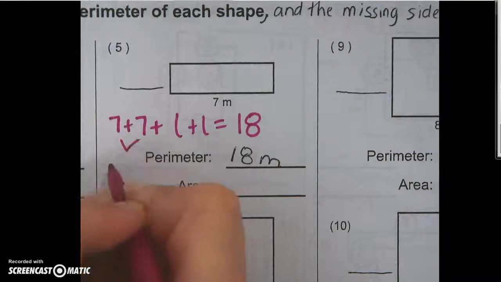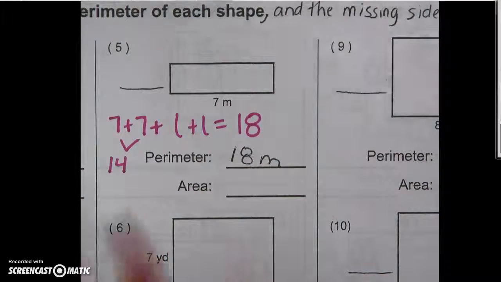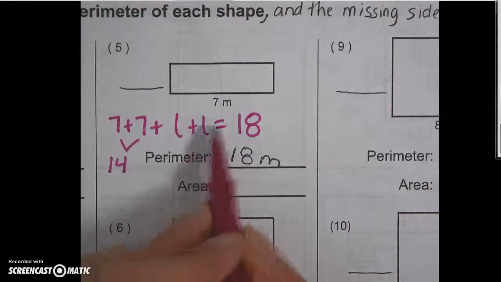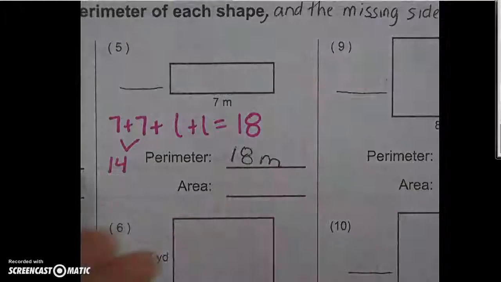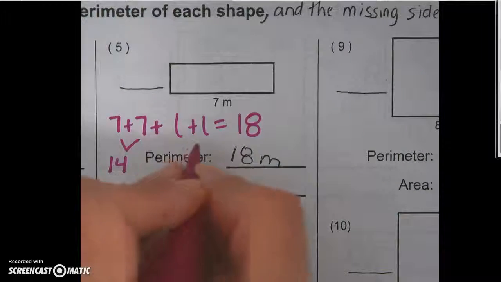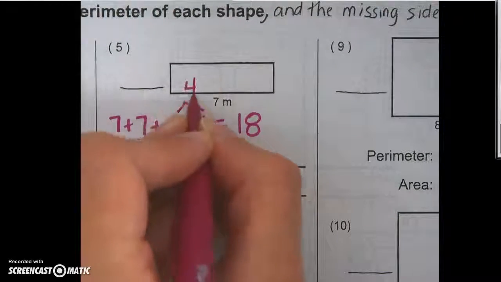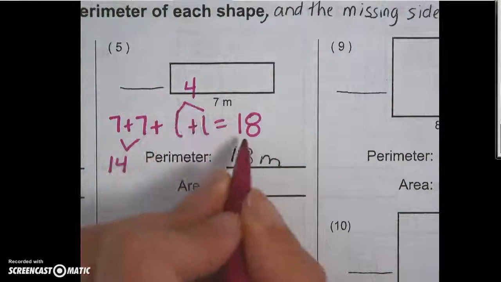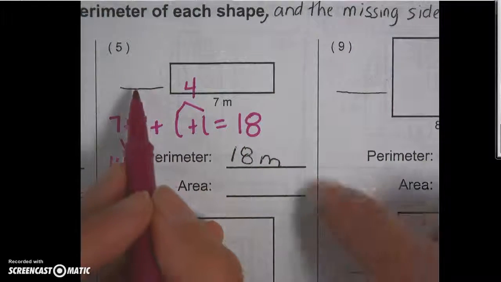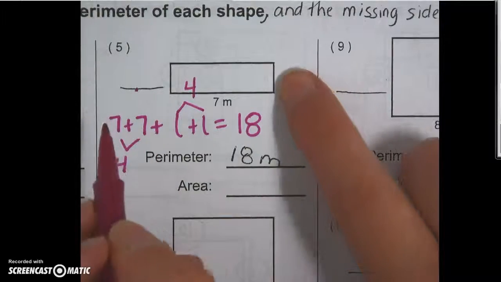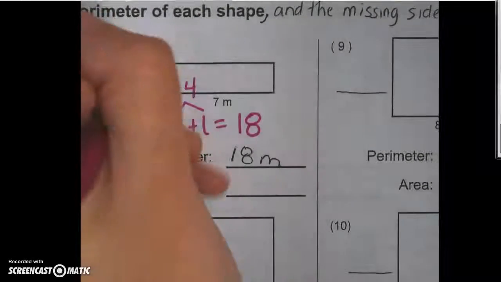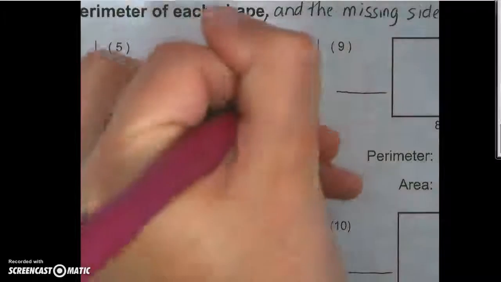Well, 7 plus 7, I know that that's 14. So 14 plus this part is going to give me 18. Well, I know that this part together needs to be 4, because 14 plus 4 gives me 18. And I need to split it in half, because half of it is here and half of it is here. So this part would give me 2 meters.